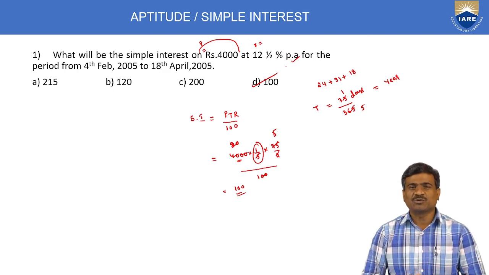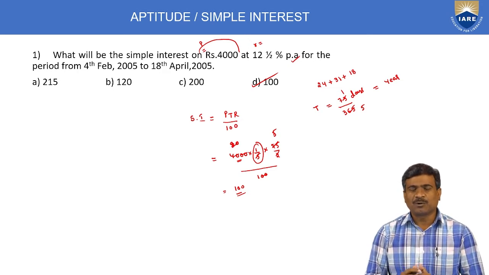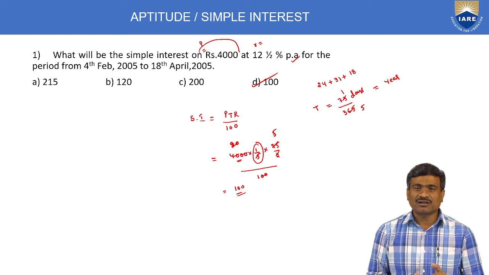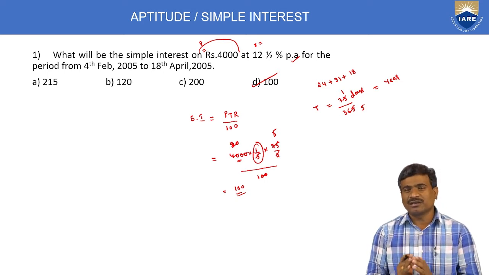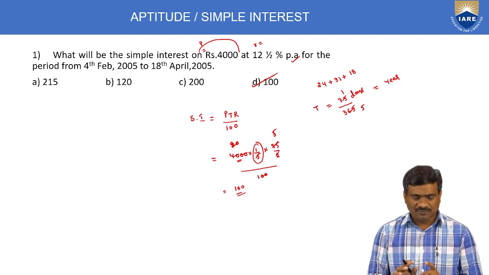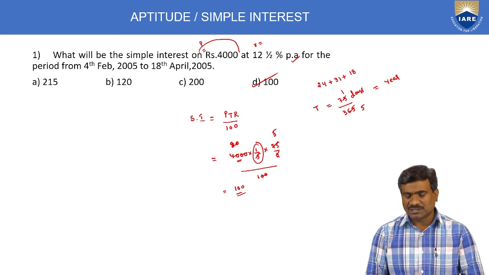The remaining part is only simplification. Here the conversion method is the important thing. Conversion method: days convert into a year by dividing by 365. Next, year convert into days by multiplying by 365. Ordinary year 365, leap year 366. The first example solution, option D only correct.